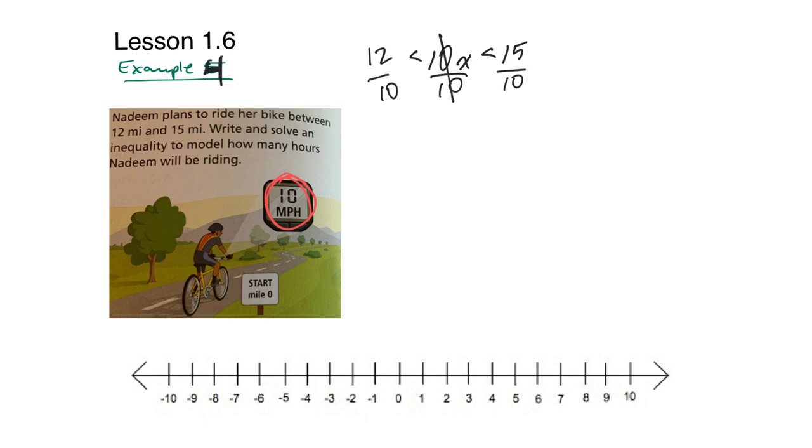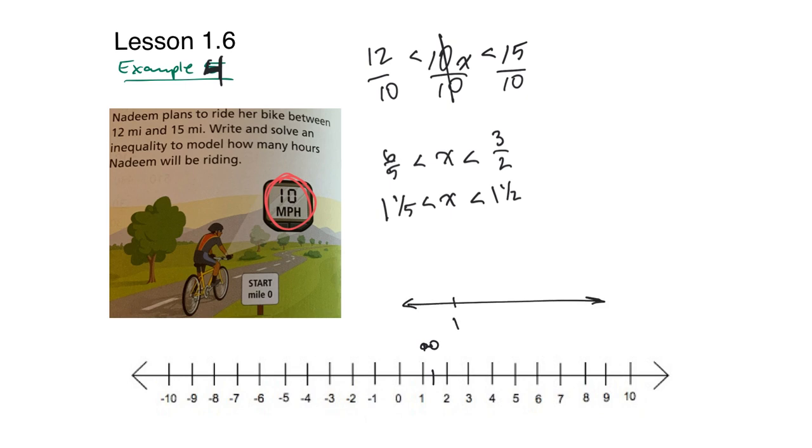And so I get 12 over 10. If I reduce, that is 6 over 5. And this is 3 over 2. Let's write this as a mixed number. So I get 1 1/5 is less than x hours, which is less than 1 1/2. So she's going to be riding between 1 1/5 hours and 1 1/2 hours. That's not a big gap. Let's expand this. So here we're at 1 and 2. She's going to be here at 1 1/5 and then 1 1/2. She's going to be riding somewhere in there.